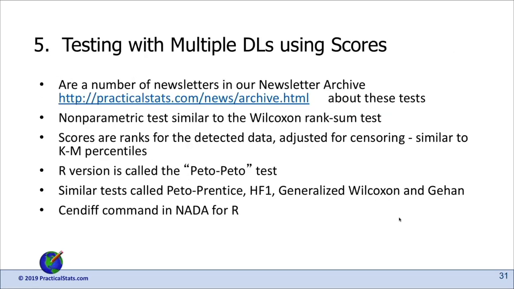You can do a little bit fancier methods than just the Wilcoxon rank sum test, but they're very similar in concept, using something called scores. Scores are just modified ranks. They are essentially equal to, or strongly related, let's put it that way, to the percentiles computed by the Kaplan-Meier method that we've already seen.